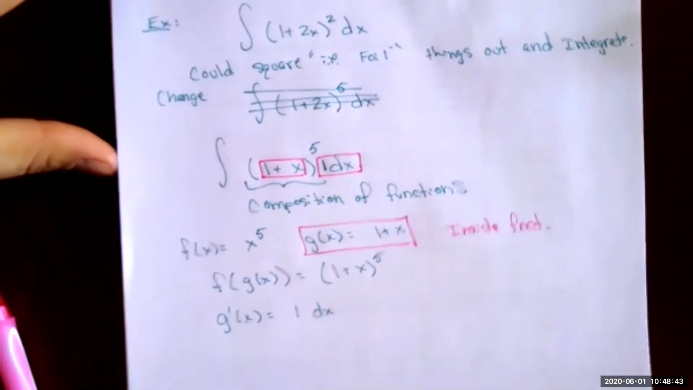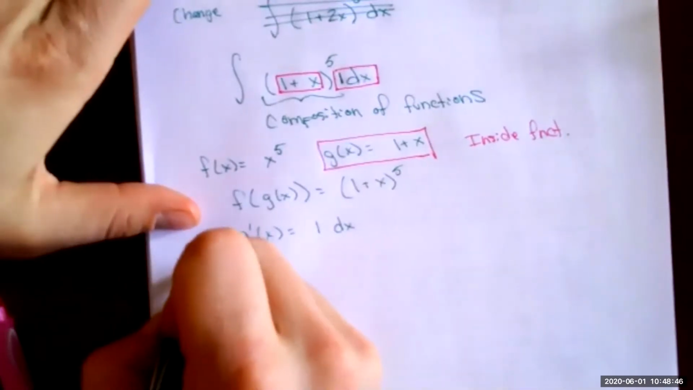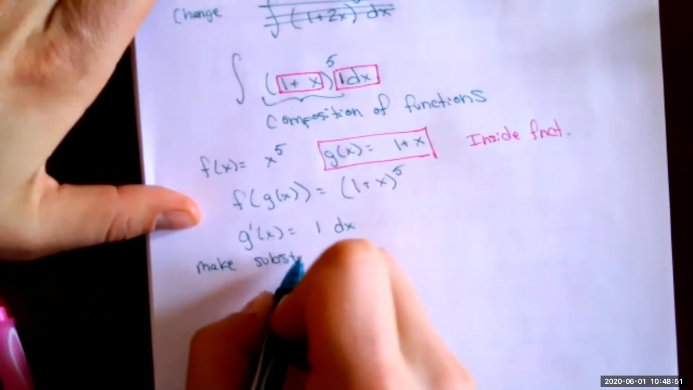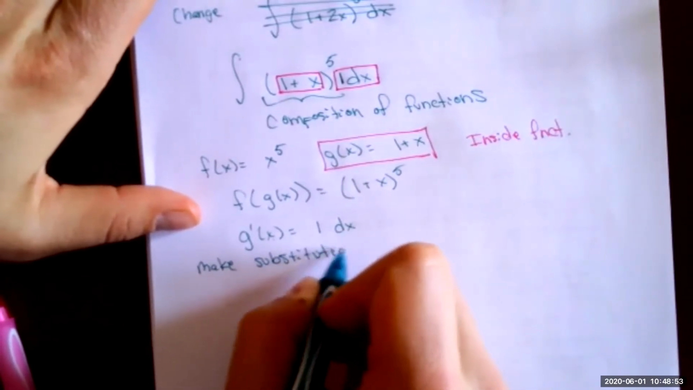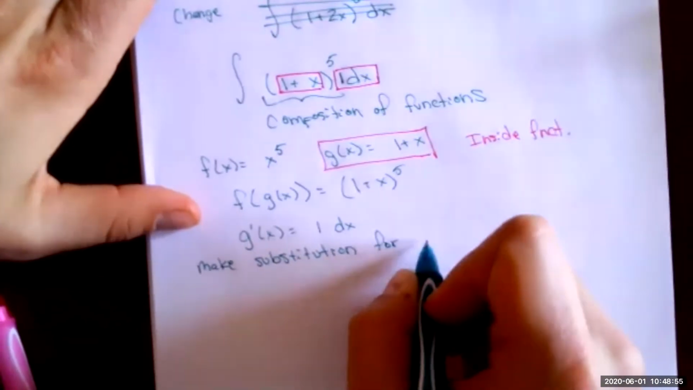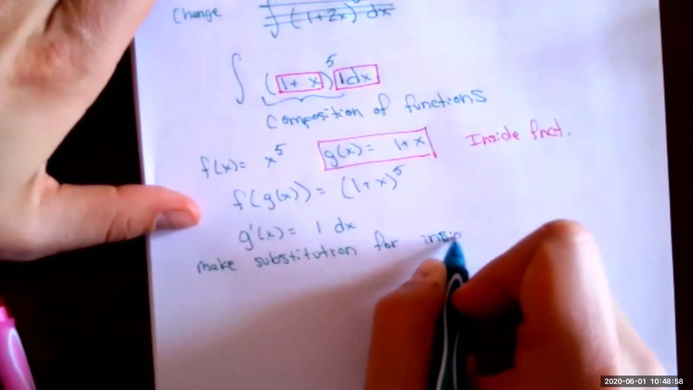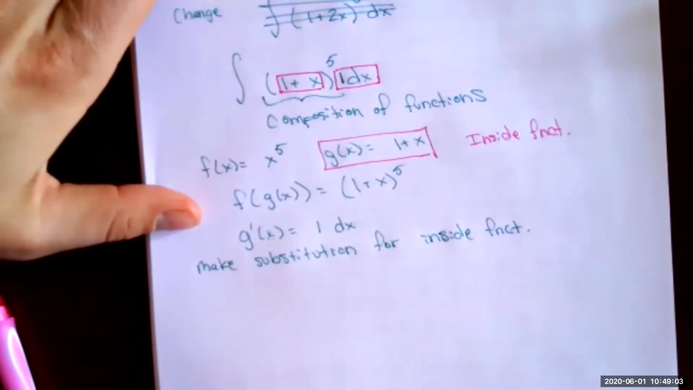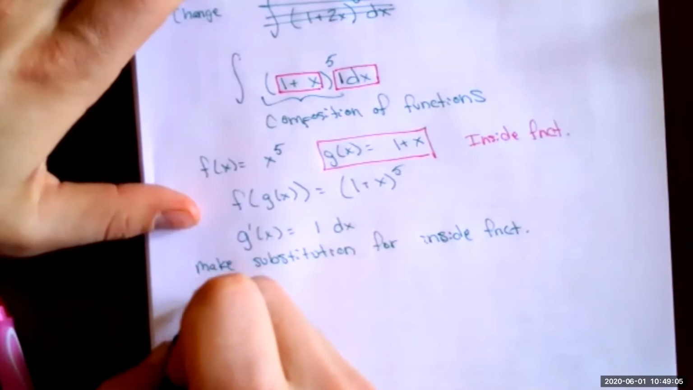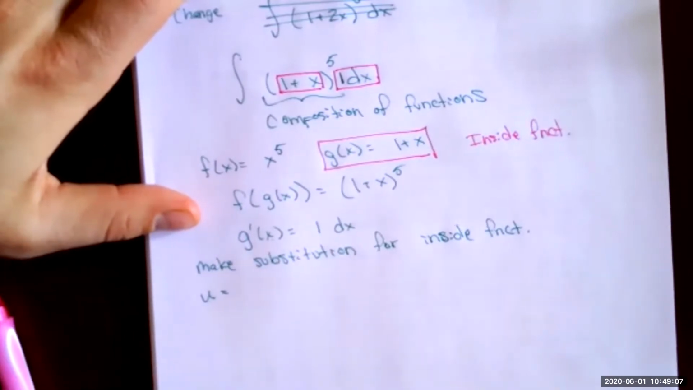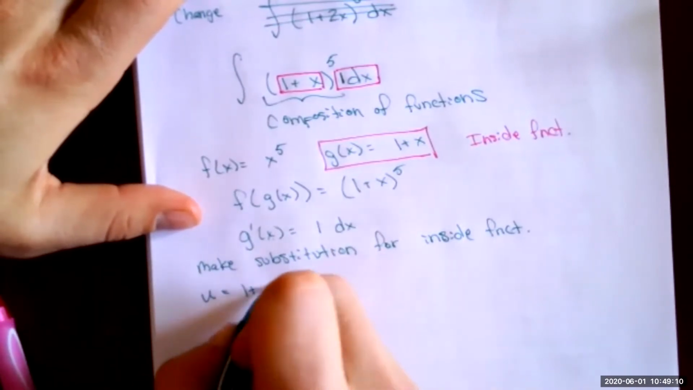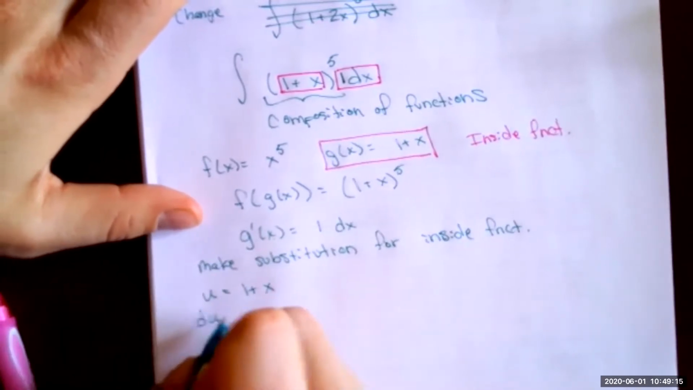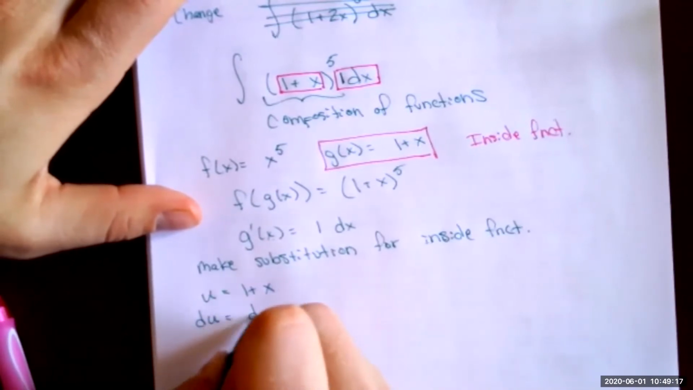And what we want to do is now make a substitution for that inside function. So what we're going to say is we're going to let u, as our common letter that we use for our substitution, be 1 plus x. And then when I take a derivative, we'll have du is equal to dx.